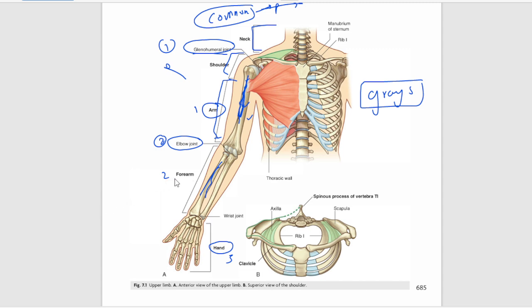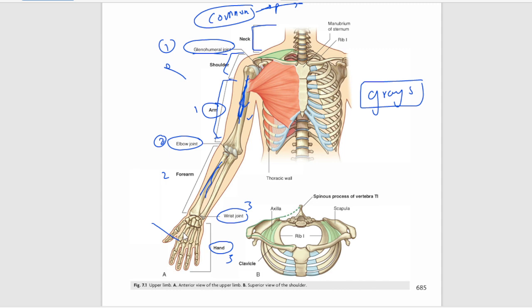Okay, this is the forearm, this is the hand. Now you have to understand these things. Now this is the wrist joint. Third is the wrist joint. The joints are the glenohumeral joint, elbow joint, and wrist joint. Three joints are present in the upper limb.